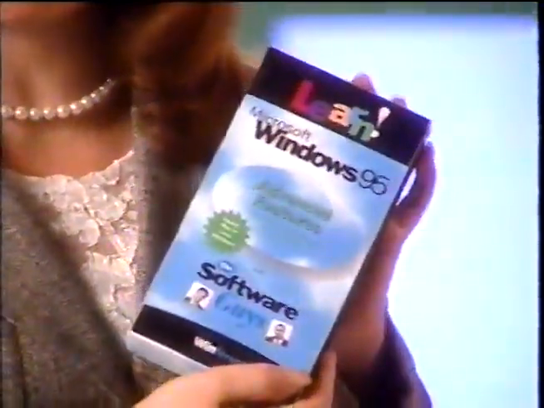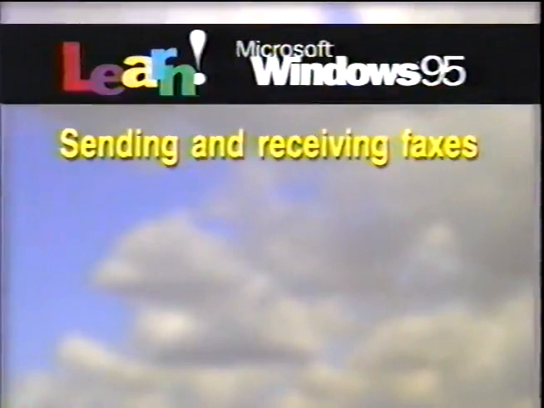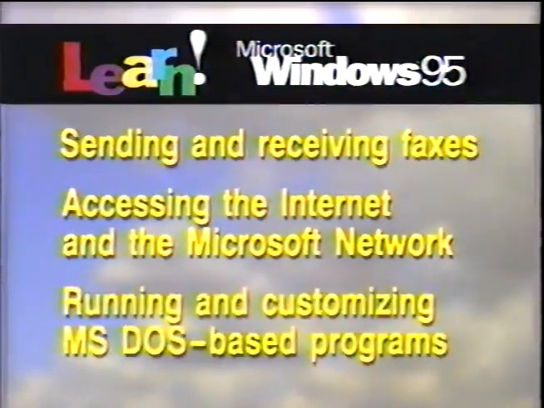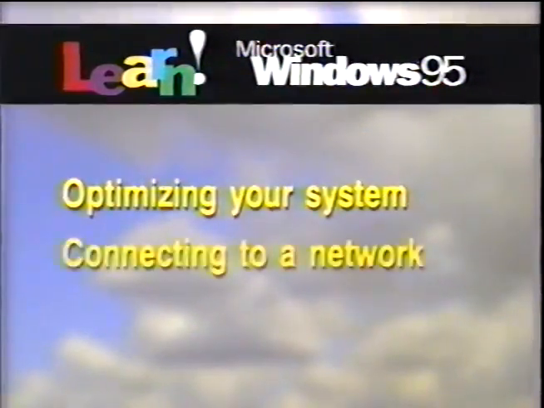Just refer to the handy reference guide we've included with this tape to refresh yourself on most of the basic functions you need to know to start getting the most out of Windows. Now, when you're ready to learn more advanced topics, you can watch our Learn Windows 95 Advanced Features videotape, which goes into more advanced topics, such as sending and receiving faxes, accessing the internet and the Microsoft network, running and customizing MS-DOS-based programs, optimizing your system, connecting to a network, and a lot more.